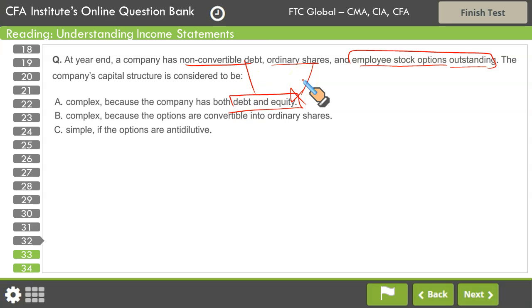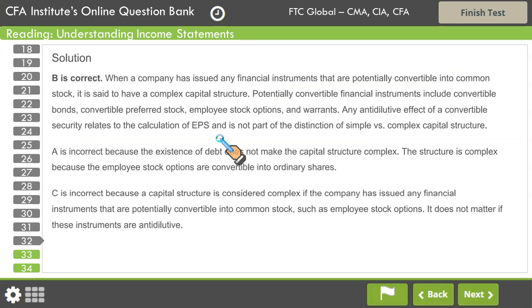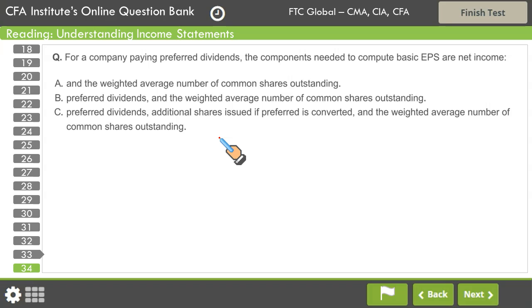Debt and equity by themselves do not make the capital structure complex. It is complex because the options are convertible into ordinary shares. That's the right answer. Look no further. It's B. What about C? Simple if the options are anti-dilutive. If options exist, whether they are dilutive or anti-dilutive, it doesn't matter. It will still be considered complex. So that makes B the correct option.